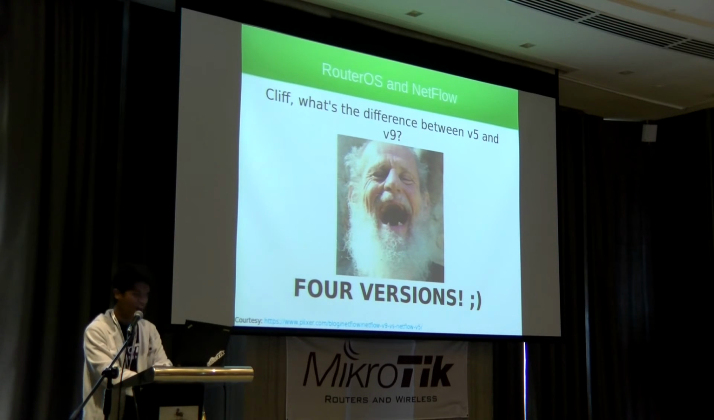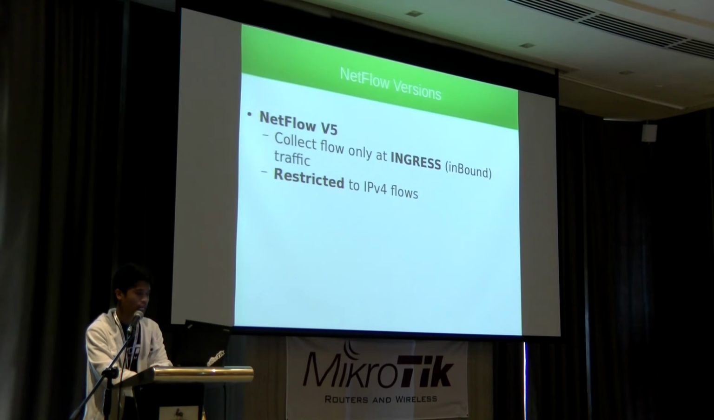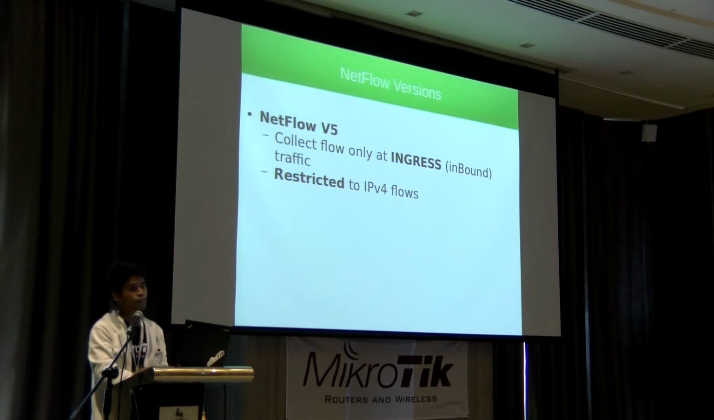But, okay, let's go straight to the topic. NetFlow version 5 only collects flow at ingress or inbound traffic only. That's the only traffic that is being collected by NetFlow version 5. And also, it is restricted to IPv4 flow only. But how about NetFlow version 9?